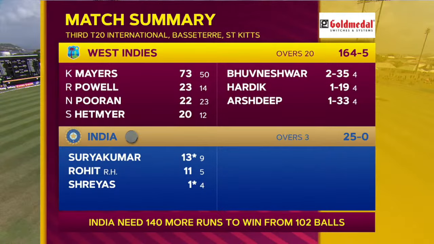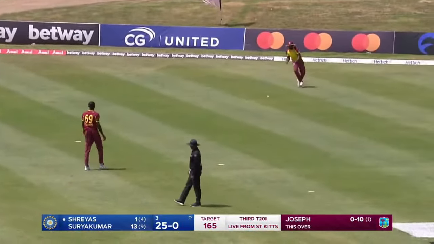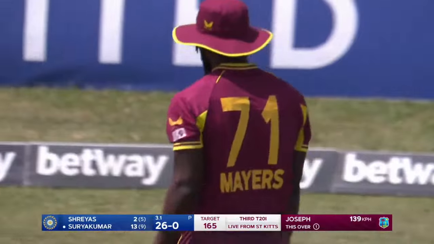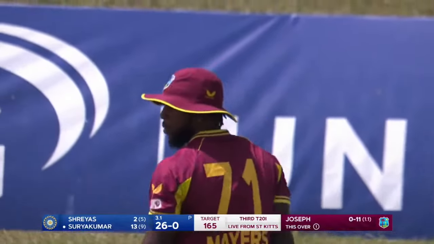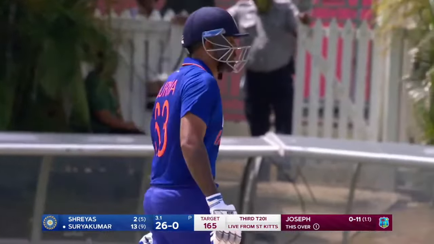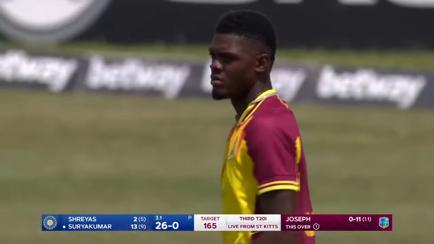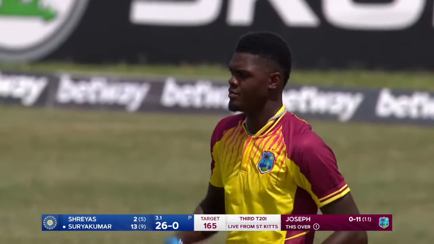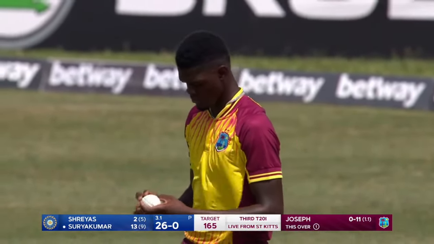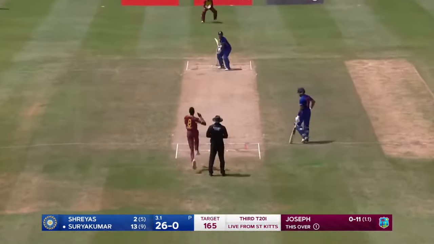Forty more required. And a much quieter start to the power play for India this time around. Still healthy in terms of the score, 26 in the fourth. But comparatively speaking, from what we saw yesterday, it's a little bit slower. Two fielders in the deep for Alzari Joseph, deep backward square and fine leg. So you're expecting a straight line to begin with.